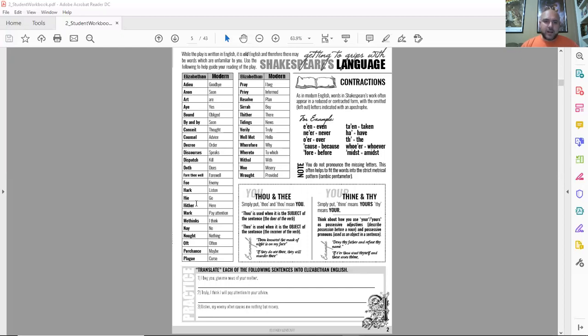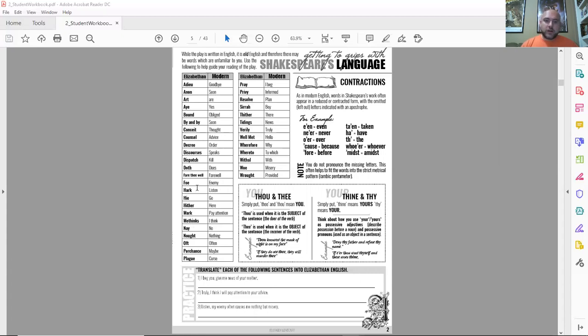And what we've got here is you've got one side here that's Elizabethan, so the words that are actually going to be in the play. And then over here you have the actual translation, what they would mean today. Now, some of these aren't too hard to understand. You know, a foe is an enemy.